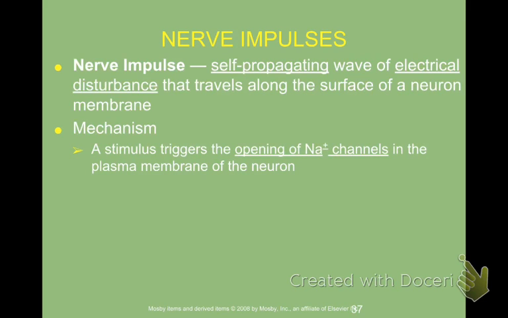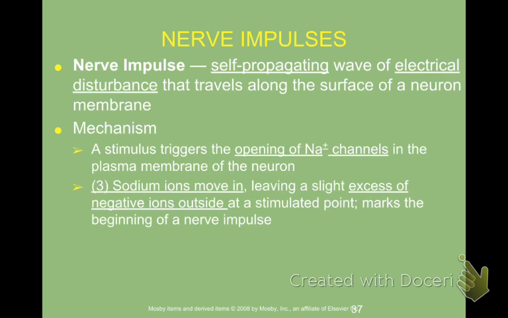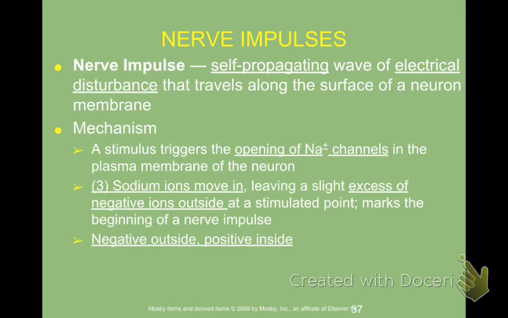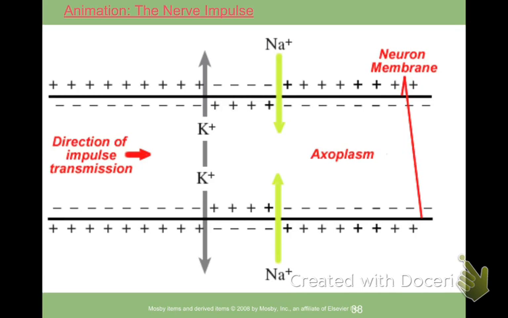In words, some stimulus, if it's a touch receptor, could be mechanical, stimulated by the membrane being bent. That opens the sodium ion channels. The sodium moves in, creating a slightly negative exterior and a positive interior. As I drew on the last slide, you have a negative on the outside, a positive on the inside. This picture is a neater version of what I just drew.